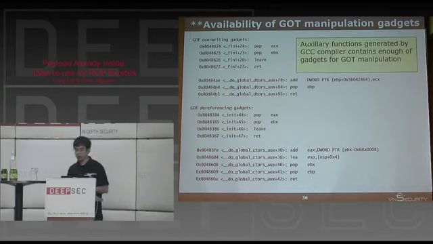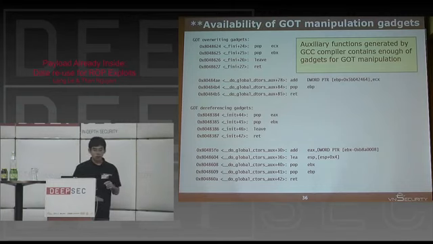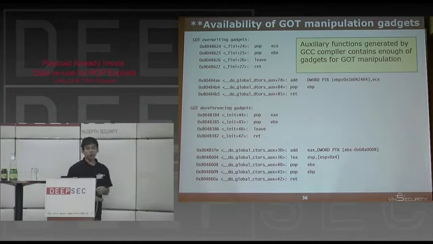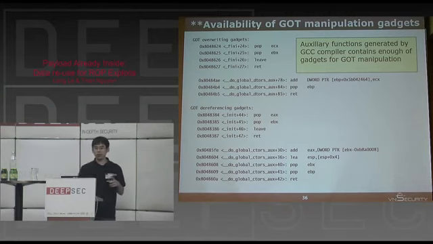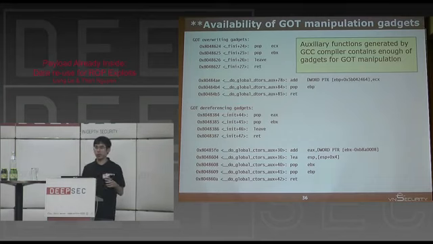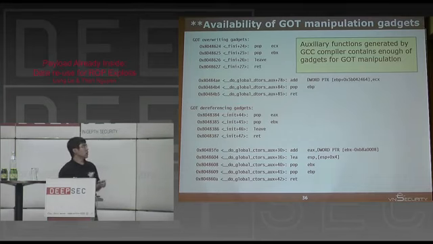So the question of all of this is, what is the availability of the GOT manipulation gadgets? Actually, this is available in the auxiliary functions generated by the GCC compiler. Which means any program you compile with GCC, this will be available. So we do have enough gadgets for us to do the full stage 0 payload, and it's available in all of the binaries compiled by GCC, which is pretty good.